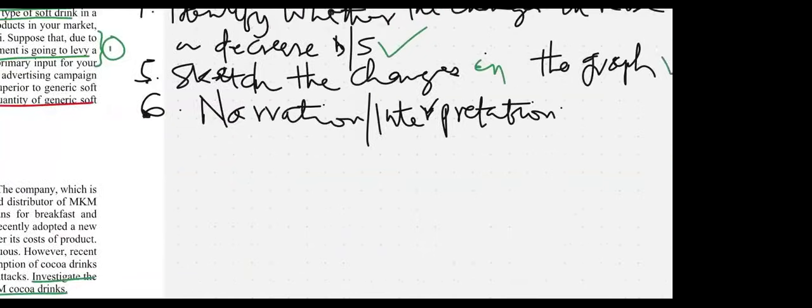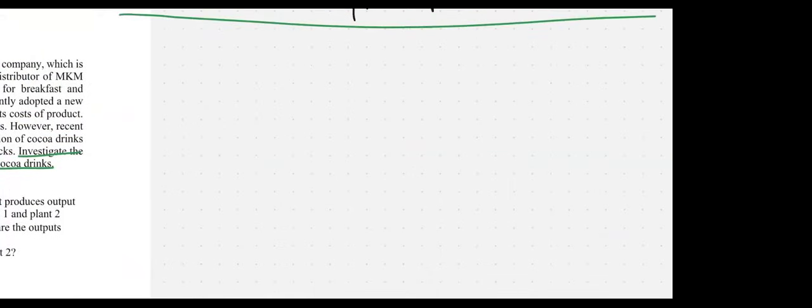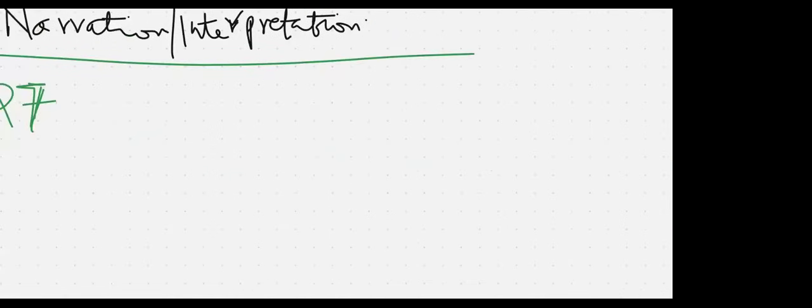All right, so let's start. Okay, so first, you begin with the name of the product. So it should be question 7. So I'm writing question 7. What's the name of the product? MKM cocoa drinks. So we write MKM cocoa drinks.